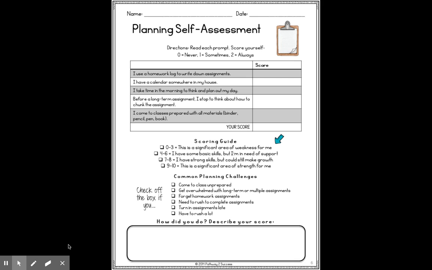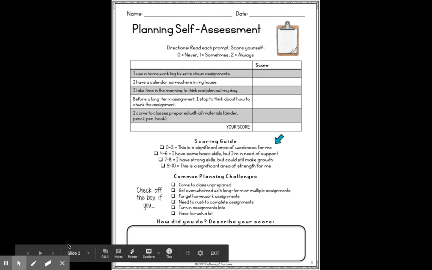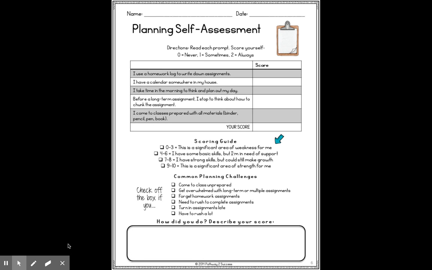So each of you has received this planning self-assessment given by your teacher. I'm going to go ahead and go over it, and then you will complete this. So directions. Read each prompt and score yourself. A 0 means never, 1 means sometimes, and 2 means always. To the first question, I use a homework log to write down my assignments.